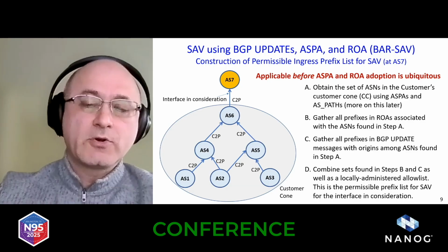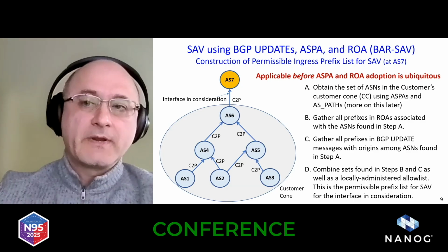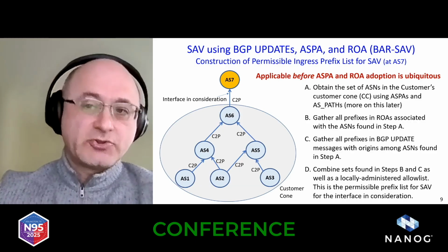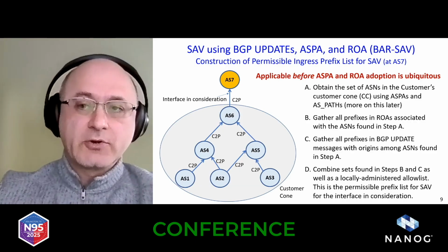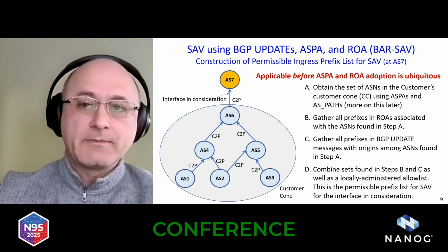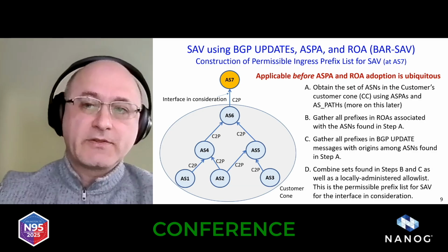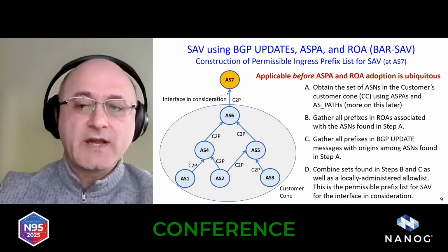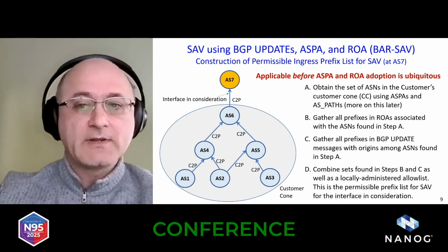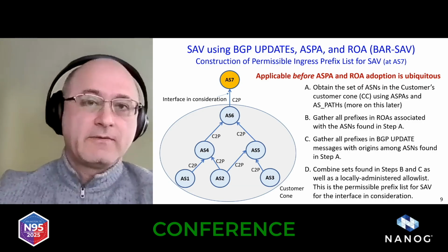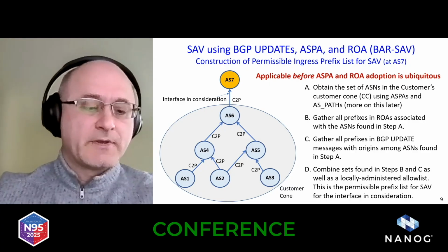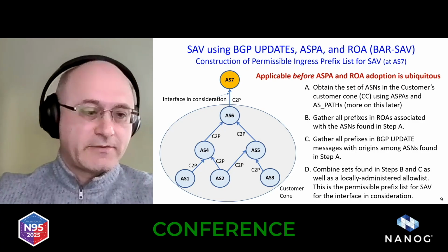Once we have the customer cone, we gather all prefixes that are available in ROA. We gather additional prefixes that are not in ROA, but we can infer from BGP update messages, so the prefixes that are originated within the customer cone. We combine the two sets of prefixes, add a locally administered allow list, and we have the permissible prefix list for the interface.